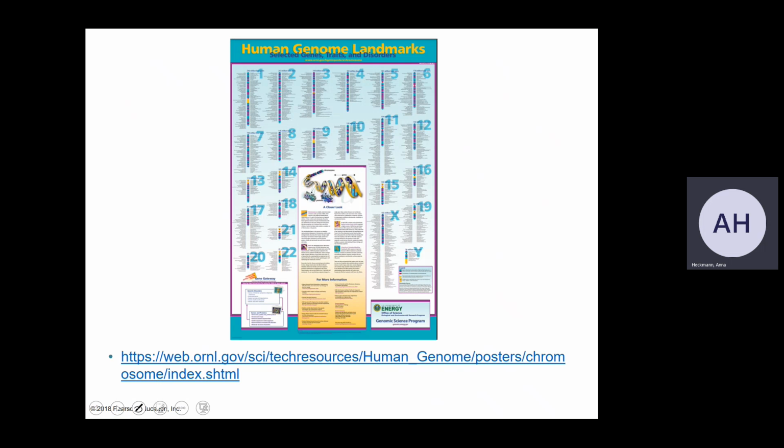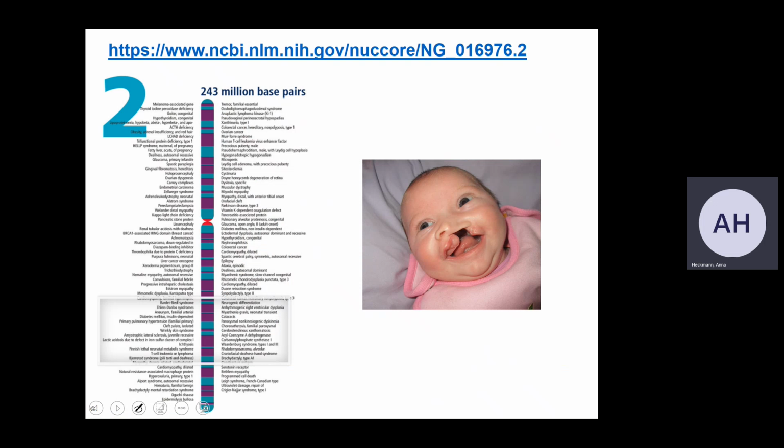This poster shows the different chromosomes in the human genome. We have chromosomes 1 through 22, then X and Y. Each chromosome has different genes on it. This poster lists just a few of the genes on each chromosome. Let's take a look. I want to make very clear that there are thousands of genes on every chromosome. Only a few are shown here because there is not enough room to list them all.